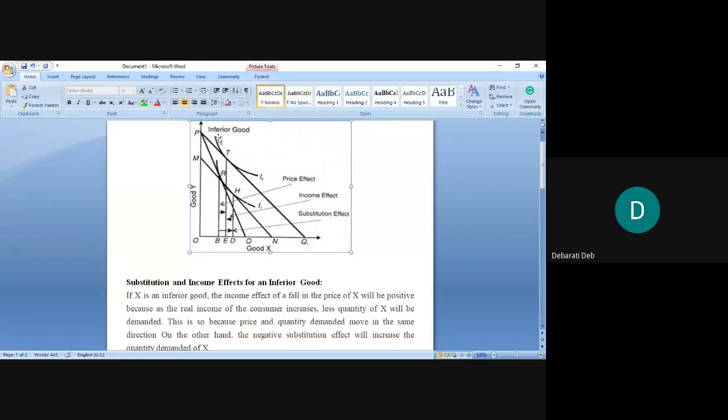You will draw this indifference curve in such a way that the difference from R to T will not be so much, but the difference from R to H will be bigger than the difference from R to T. What I mean is, when you draw the budget line MN and make it tangent to the indifference curve I1, the tangent point should be at a lower level than T. Understood? That means the difference between R to H should be more than the difference between R to T. That way you will draw.